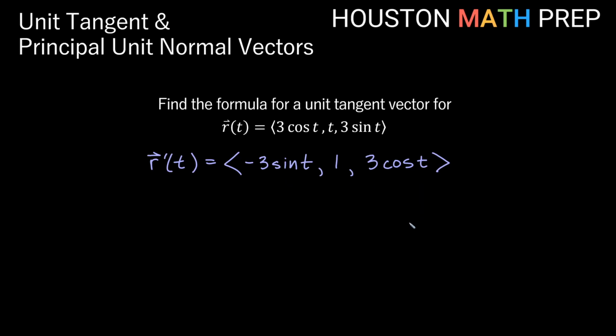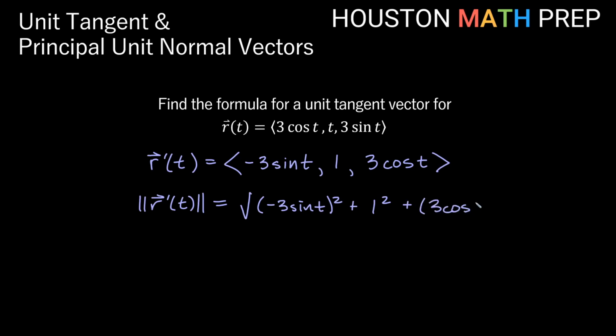We get our r prime of t, our derivative function here, as negative 3 sine t, comma 1, comma 3 cosine t. And if we want a unit tangent vector, we'll need to divide this by its own length, its own magnitude, to make a unit vector. So we'll need to first figure out what that length is. What is the magnitude of this r prime of t? Well, that's going to be the square root of all of these components squared, right? So negative 3 sine of t squared plus 1 squared plus this 3 cosine of t squared also.